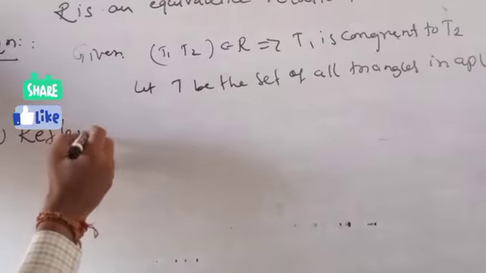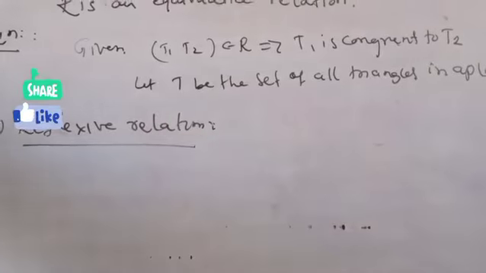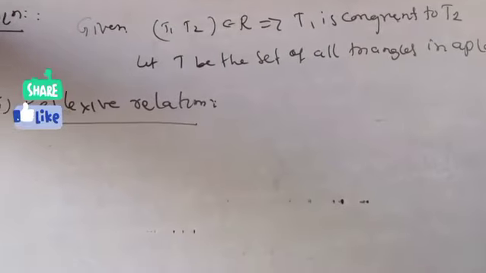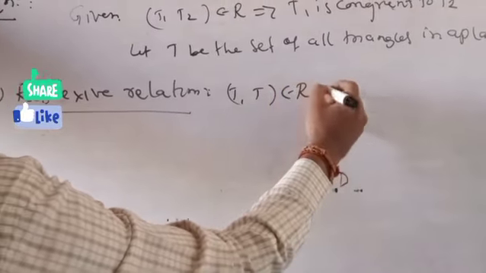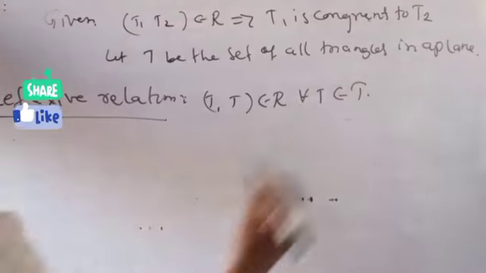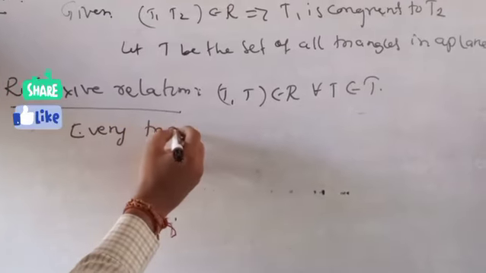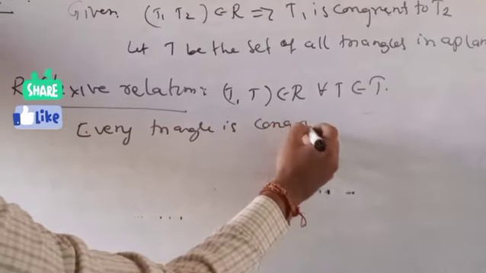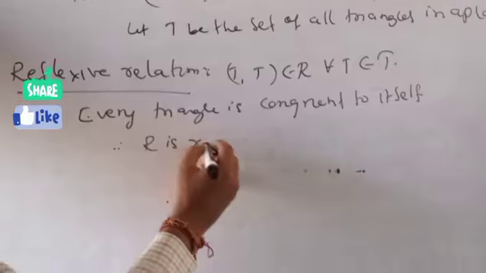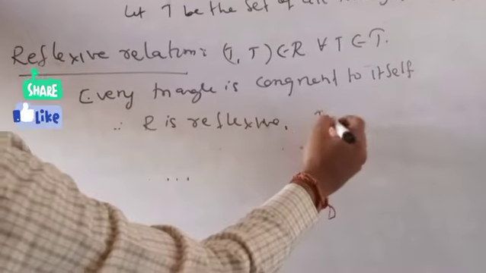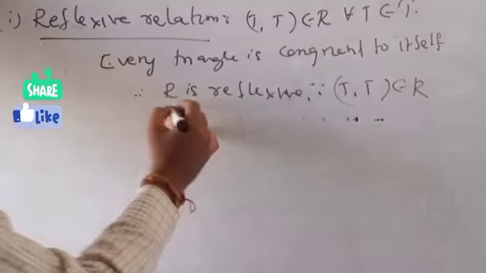First we have to show the reflexive relation. A reflexive relation says that (a, a) belongs to R for all a belonging to the given set, or (T, T) belongs to R for all T belonging to the given set of triangles. So here every triangle is congruent to itself. Therefore, R is a reflexive relation because (T, T) belongs to R.